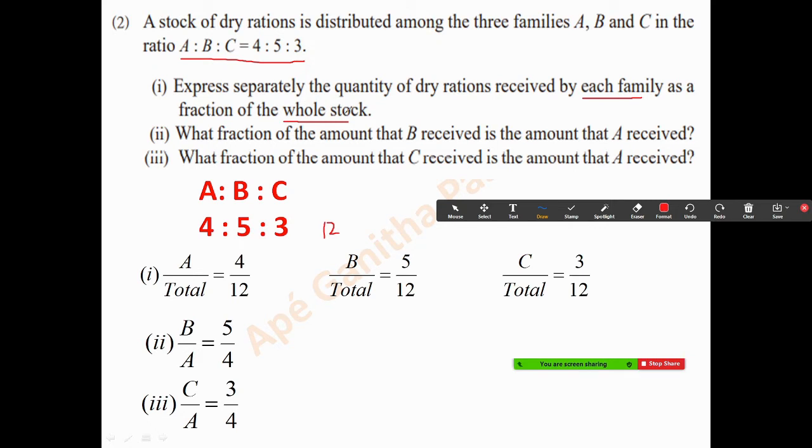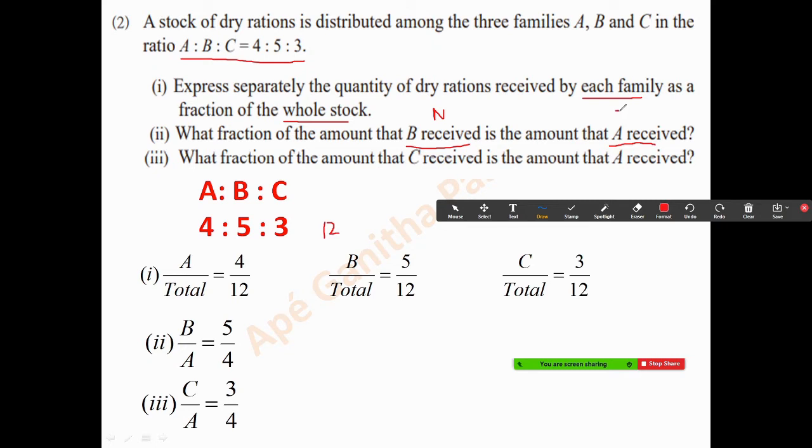Roman number 2. What fraction of the amount that B received is the amount that A received? What fraction of the amount B received? They are asking about the fraction of the amount that B received. So B is the numerator. What fraction of the amount that B received? So B is the numerator. Is the amount that A received.